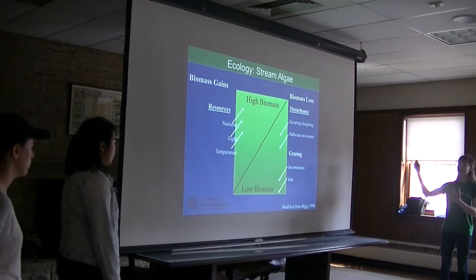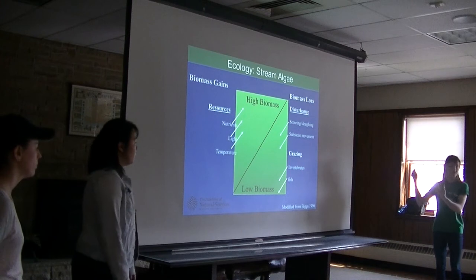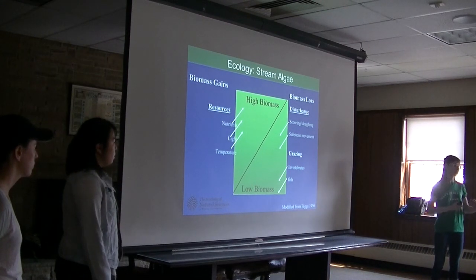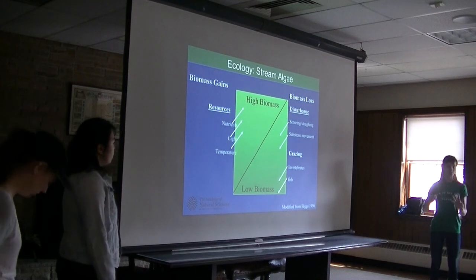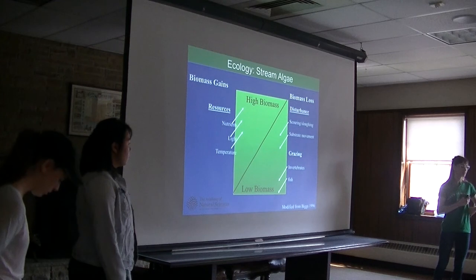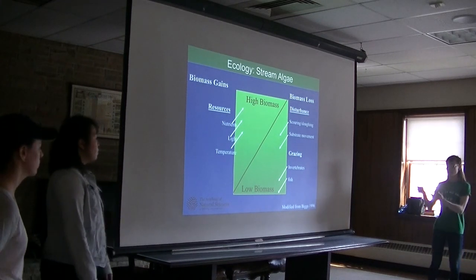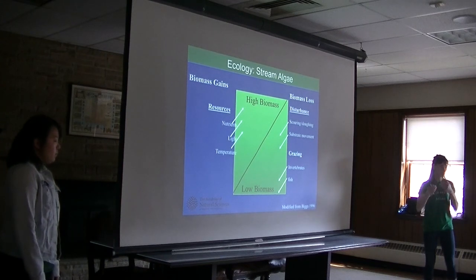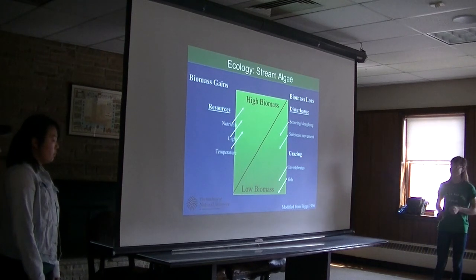Some of the things that can cause a loss of biomass are scouring, big storm events. If the substrate's moving from really fast-flowing water, sometimes caused by storms, that can dislodge any algae that are growing on different substrates. You also have grazing pressure from other organisms that eat algae, so that can reduce the biomass.